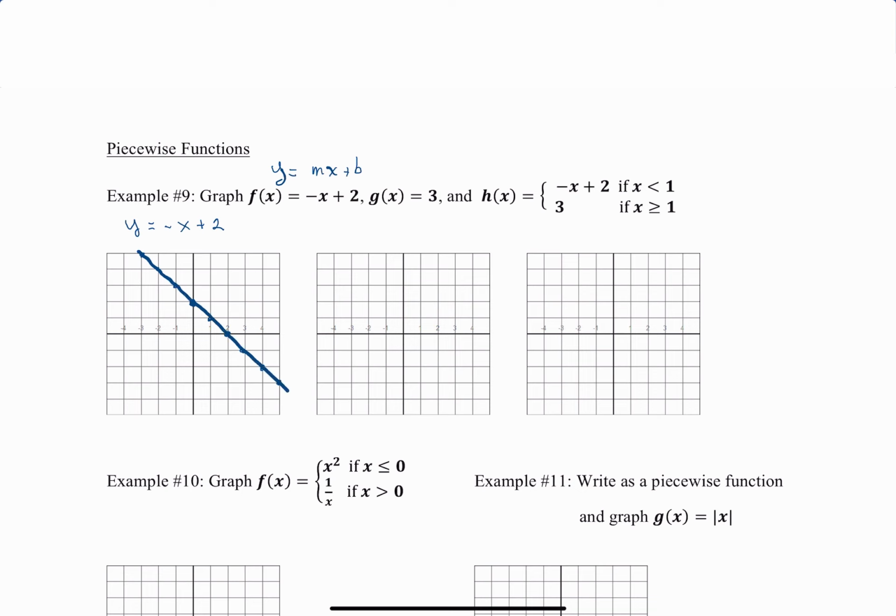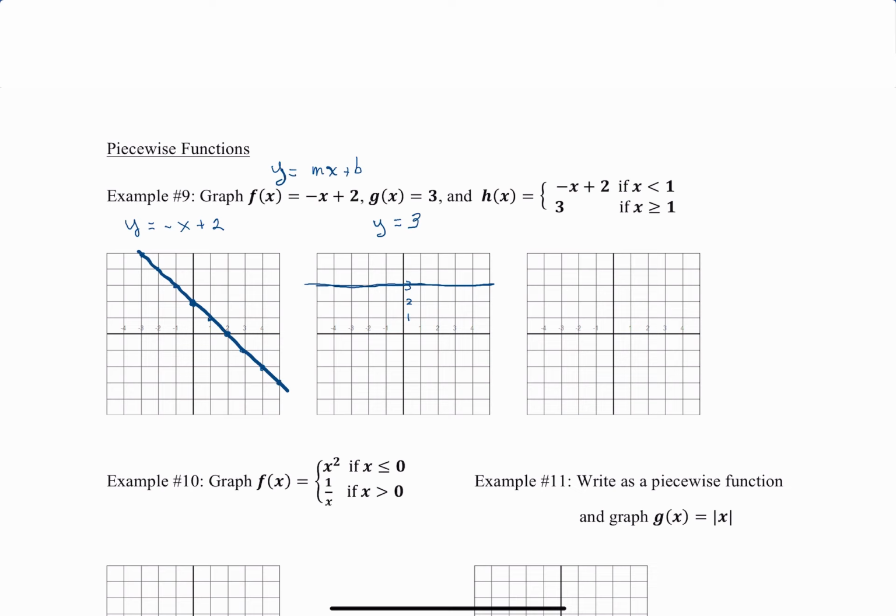Next, let's graph g of x equals 3. Again, g of x is just a fancy way of saying y. So this is asking for the line whose y-coordinate is always 3. Like that.